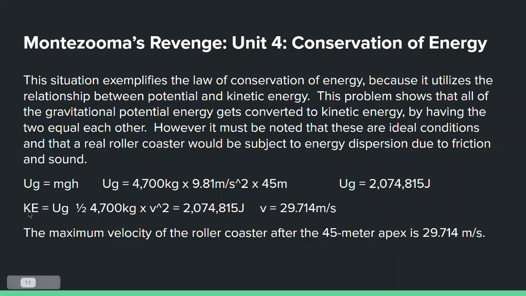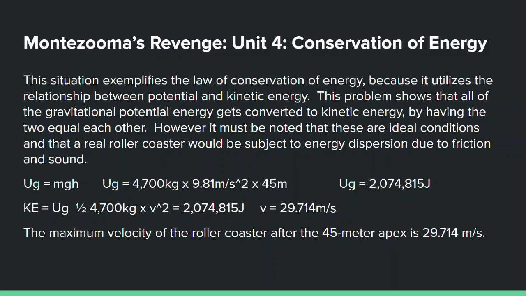2,074,815 joules. And then we set that gravitational potential energy equal to the kinetic energy, since due to the law of conservation of energy, no energy must be lost. And for kinetic energy, which equals 1/2 mass times velocity squared, we already know the mass, so we can divide by the mass and then multiply by 2, which leaves us with velocity squared. And then taking the square root of both sides gives 29.714 meters per second. So the maximum velocity after that 45-meter apex is 29.7 meters per second.